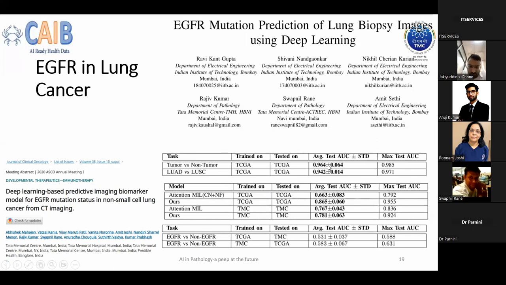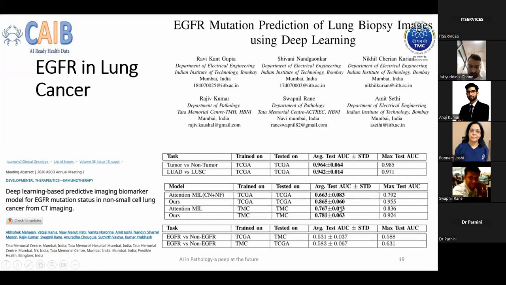As you can see in the results on the right-hand side, we trained a model on the TCGA data set, and then tested it initially on a small TMC data set. What we get is an average accuracy of 0.58 with this kind of cross-validation. So we trained it on TCGA and tested it on TMC. Compared to the prior table, where we trained on TCGA and tested on the TCGA data set, the accuracies were much higher.